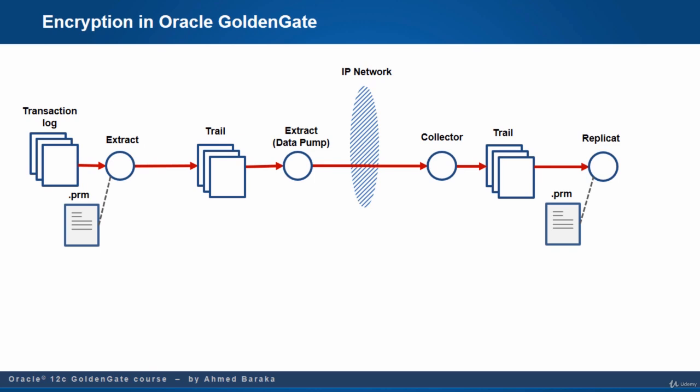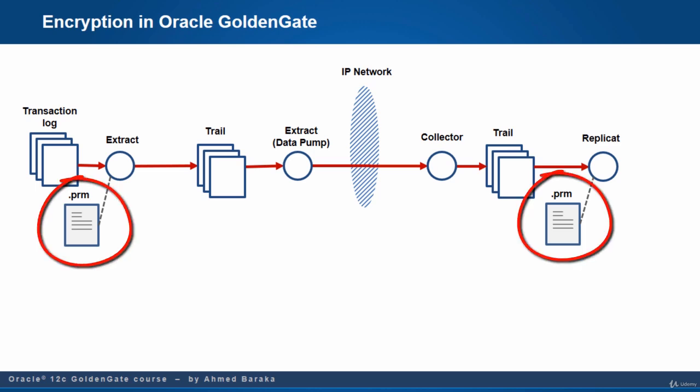This is the typical structure of an Oracle GoldenGate configuration, and by now you should understand its components. The PRM files shown in the diagram are the parameter files used by the processes.